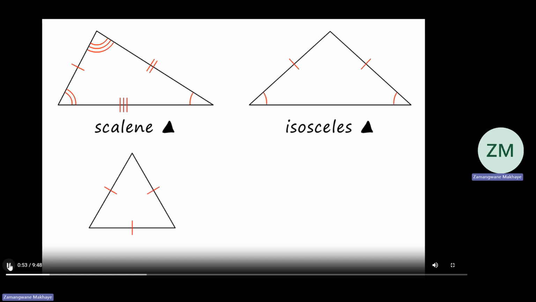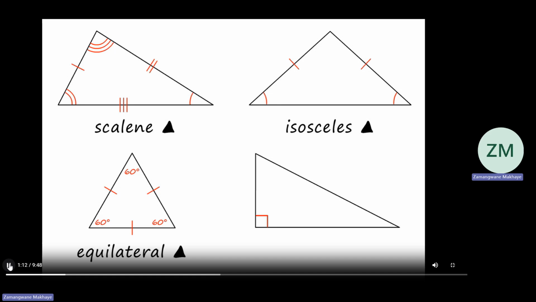Do you remember the name of the triangle with three equal sides? It is an equilateral triangle. This triangle also has three equal angles, and because the angles of a triangle always add up to 180 degrees, each angle is 60 degrees.